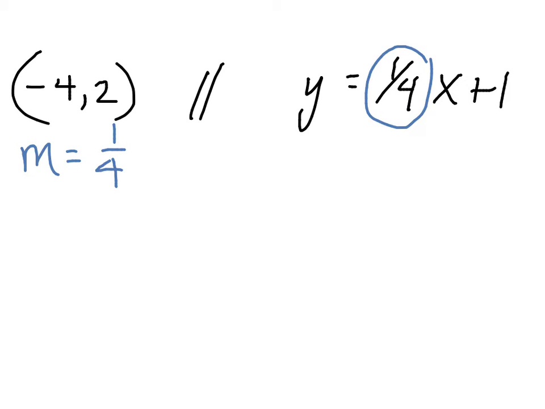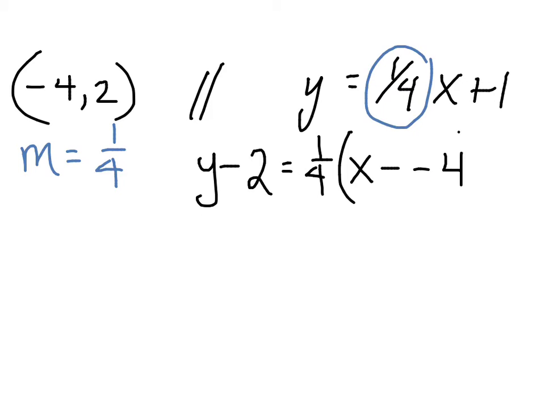Now setting it up using the formula, y minus, what's the y coordinate of the point they give us? 2 equals, what's the slope? 1/4, x minus, what's the x coordinate of the point they give you? Negative 4. Two negatives make a positive. Good.